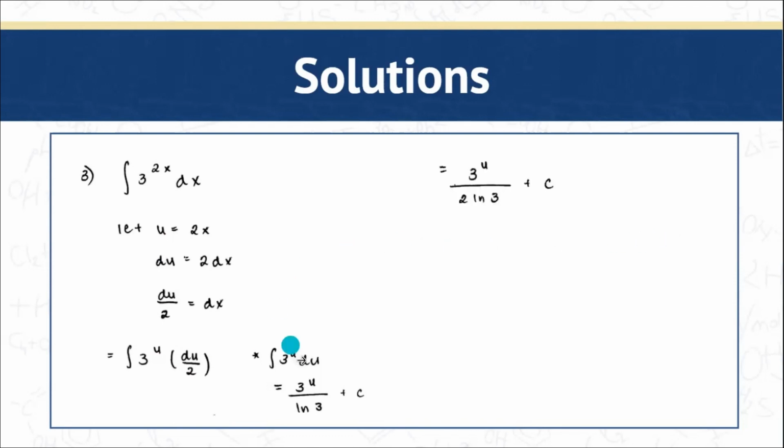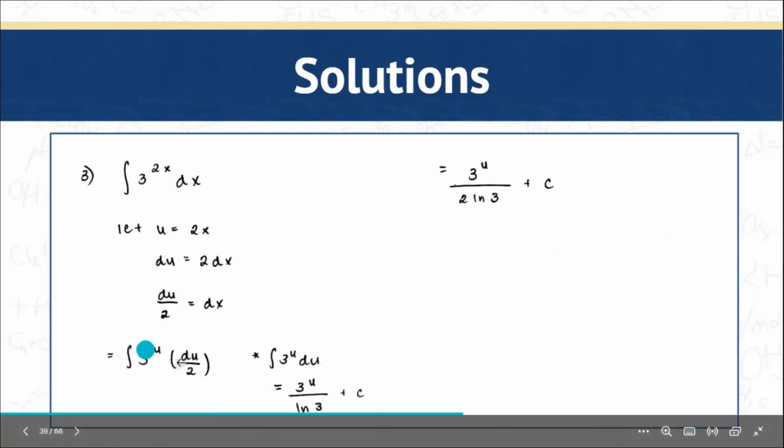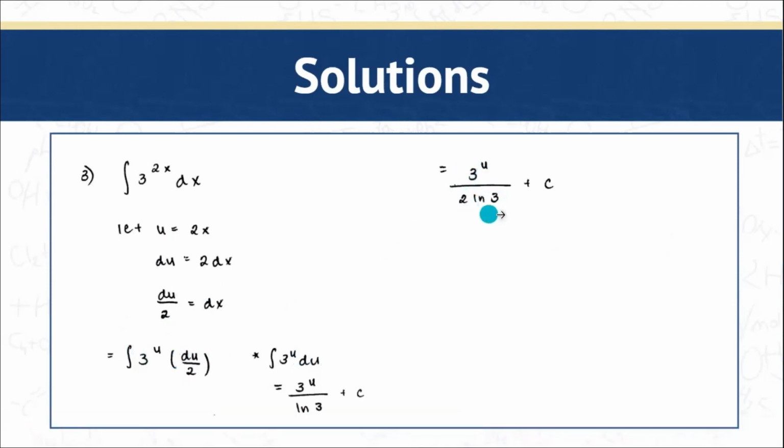And then applying that rule to our given, the integral of 3 raised to u times du over 2 is then equal to 3 raised to u over 2 ln 3, and then plus c, of course. And then undoing the substitution, u is equal to 2 raised to x. We'll just be plugging that back in. The final answer is 3 raised to 2x over 2 ln 3 plus c.